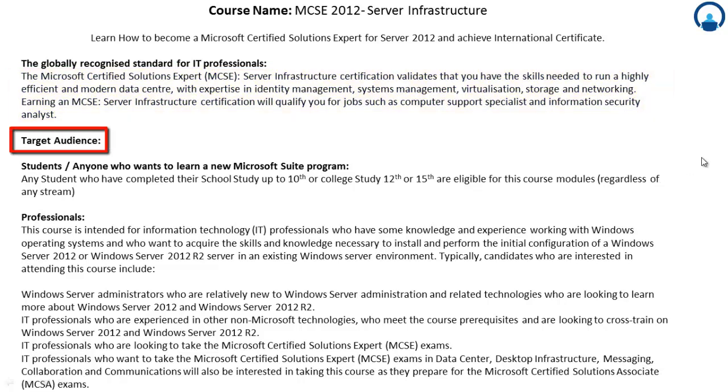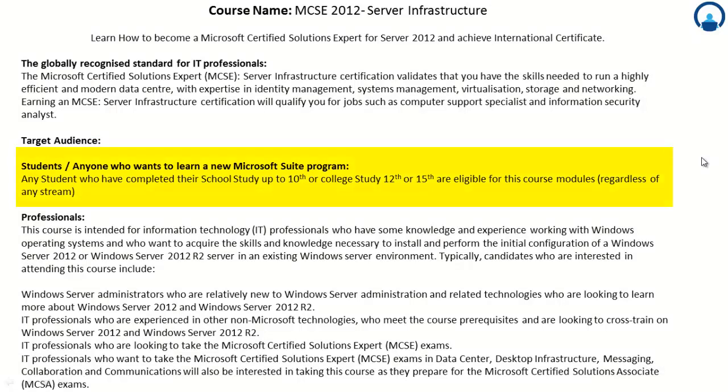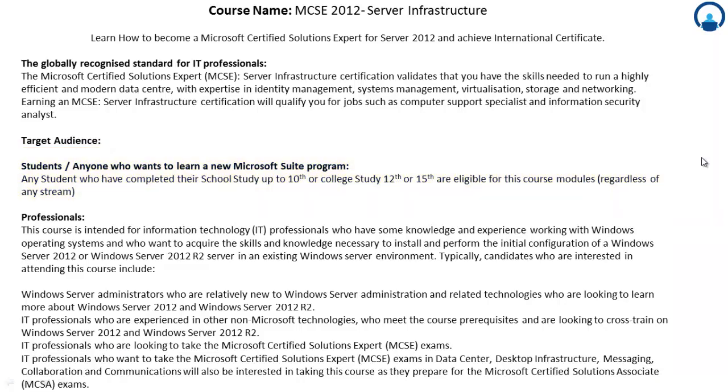The target audience are students, anyone who wants to learn new Microsoft Suite programs. Any student who has completed their school study up to 10th, or college study up to 12th or 15th, is eligible for these course modules regardless of any stream.